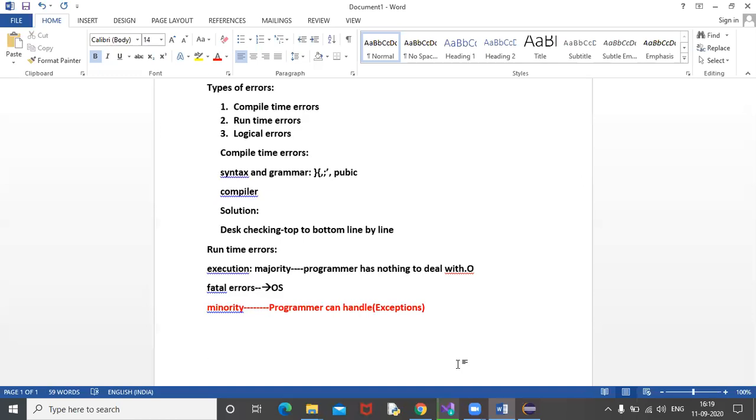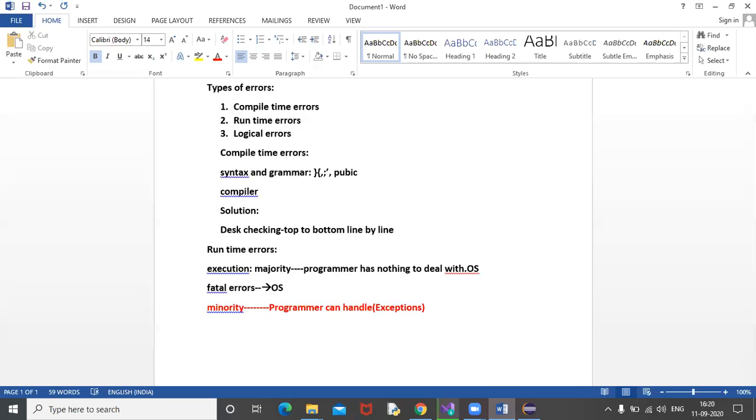Majority, nothing to do by a programmer, and we can simply leave that to the operating system. And at times the OS may also not be in a position to deal with that, and they are all called fatal errors, which may even crash the operating system. Very few errors a programmer can handle; they are known as exceptions. So this is our subject matter, that's why I highlighted that portion, exceptions.